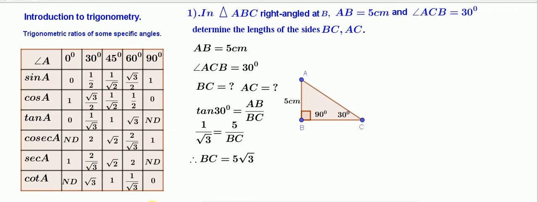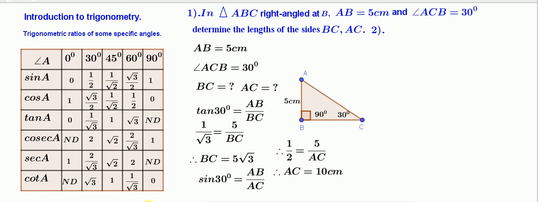Next, to calculate the value of AC, let us consider sin 30 degree. Sin 30 degree is equal to AB by AC, that is opposite side by hypotenuse. Substitute the value of sin 30 degree. Sin 30 degree is equal to 1 by 2. Substitute the value, that is 1 by 2 is equal to 5 by AC, because AB is equal to 5 centimeter. Therefore, AC is equal to 10 centimeter.